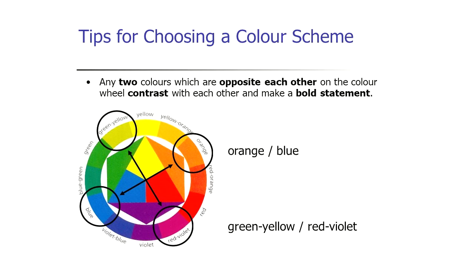So for example, blue and orange. That's blue, and the colour made from the other two primaries, yellow and red, orange. That strong contrast creates a bold statement. Or you can go yellow and purple. Or you could go greeny yellow and reddy violet. Any combination which uses opposites creates a bold statement in your work.